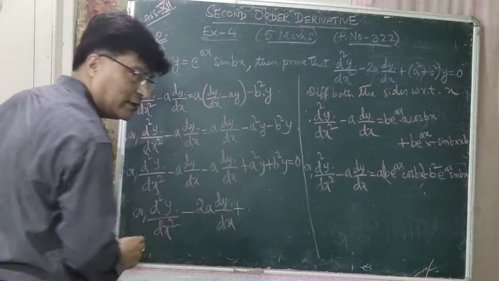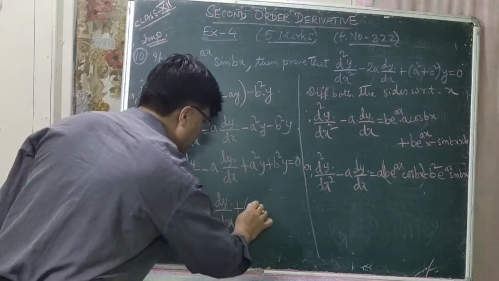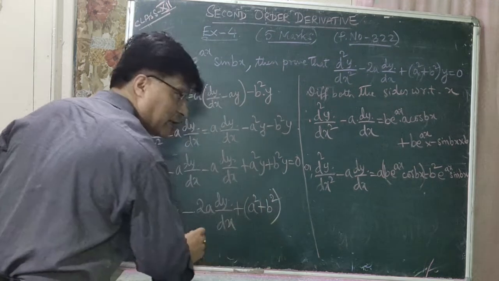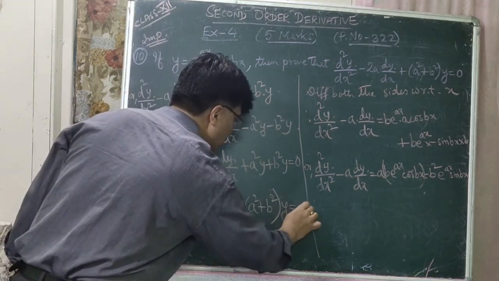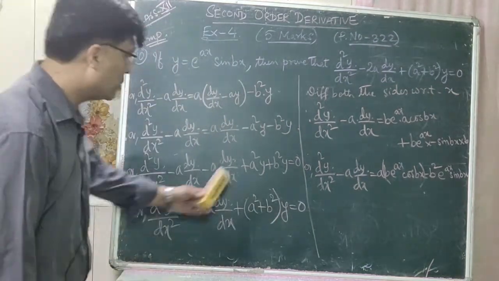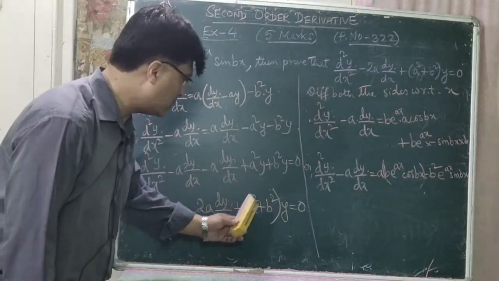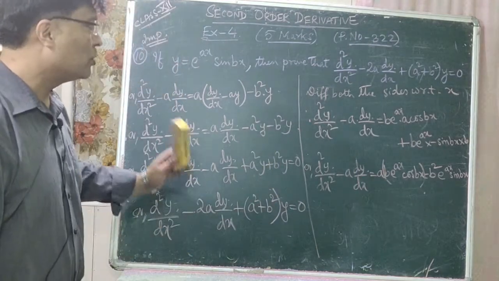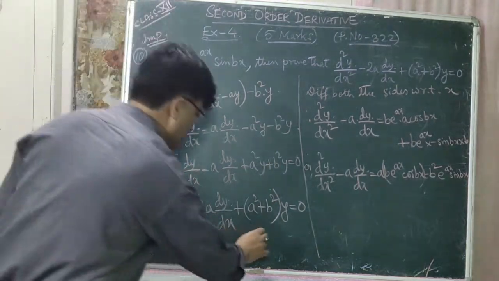Plus, what is common here? y is common. So within the bracket, what do we get? a square plus b square, bracket closed, into y, which is equal to 0. So y is common here, within the bracket a square plus b square into y is equal to 0. So that is your final answer. So we have proved it.